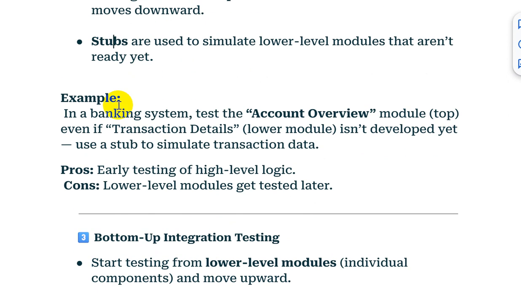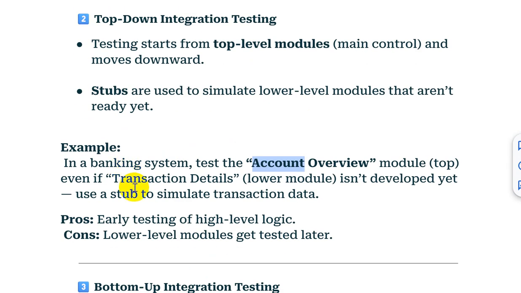Let's understand with an example. Suppose in our banking system, we test the account overview module, which we can assume is the top module, but transaction details is the lower module. Account overview is the top module, transaction details is the lower module. Our account overview module is ready, but our transaction details is not yet ready or not yet deployed. So we only want to do account overview testing. So we can do top level module testing, but we don't care about the transaction details module.